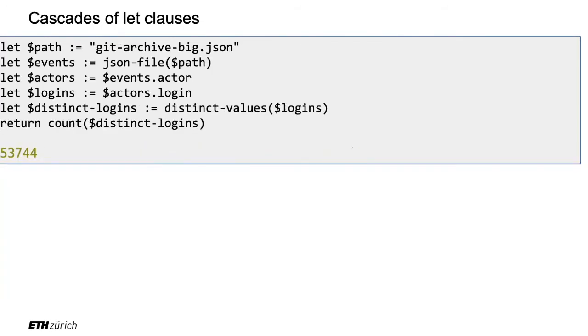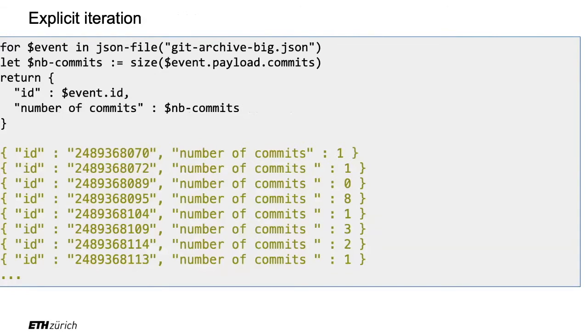Now, in addition to let, you also have for. And for is an iteration. So here for every event, for $event in JSON file, so $event is going to be bound to each one of the billion items of the collection, one at a time.